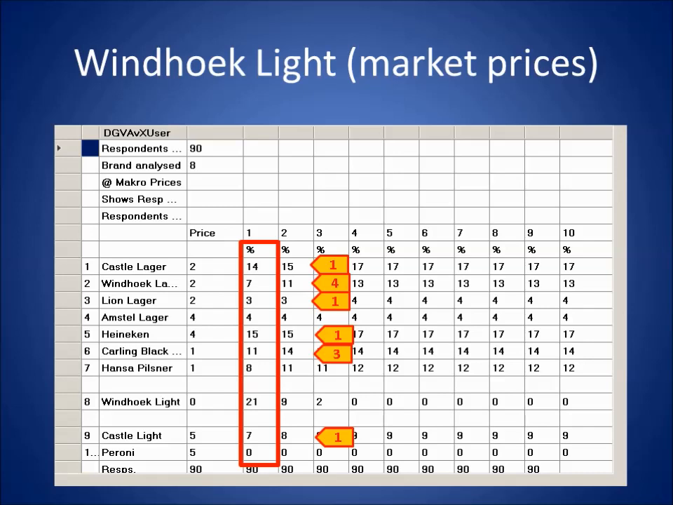Okay, let's now play with Windhoek Light. Simulate the situation for Windhoek Light amongst this small sample. Well, Windhoek Light sells at price level 1. It is a cheapy brand out there. And if it increases its price by 5 Rand to price level 2, you'll see that it loses half of those respondents. Where do they go? Well, they go to Windhoek Lager, 4 of them. 3 of them will go to Carling Black Label, surprise, surprise, and then there's a spread of other brands that they will go to.